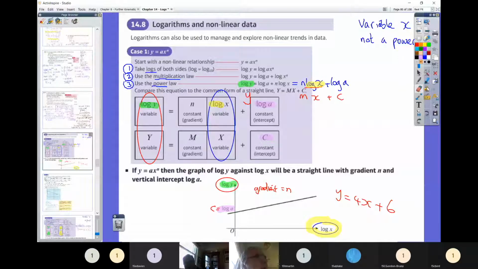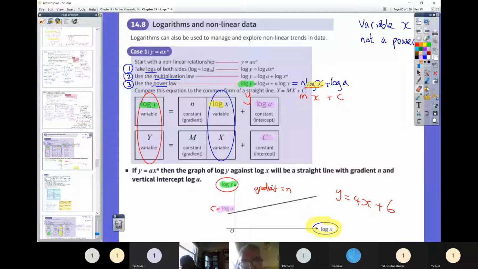As there's quite a lag here, and I haven't been able to highlight it, is there anybody who'd like me to go over any of those steps again? It's important that you understand how we go from case 1 at the top, y equals ax to the power of n, and you could work through those steps and recreate the graph at the bottom, and you understand why the x-axis is log x, why the y-axis is log y, why the y-intercept, c, is log a, and why the gradient is n. Is there anybody who'd like me to run over that again? Okay. So that is case 1.